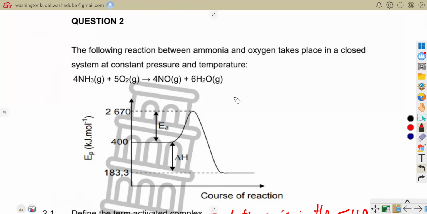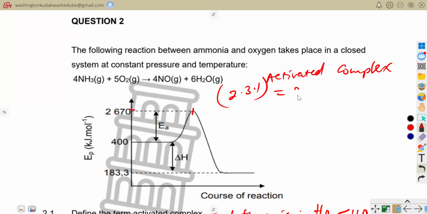So I would say that for 2.31, where they were looking for the energy of the what? Of the activated complex. Energy of the activated complex, we say that it is equal to the peak. So our peak is here, and then the value corresponding to that, it's what? 2670 kilojoules per mole. Those are the units given there, kilojoules per mole.